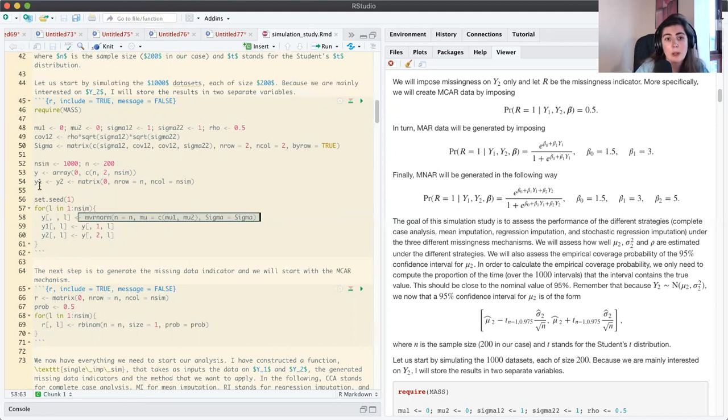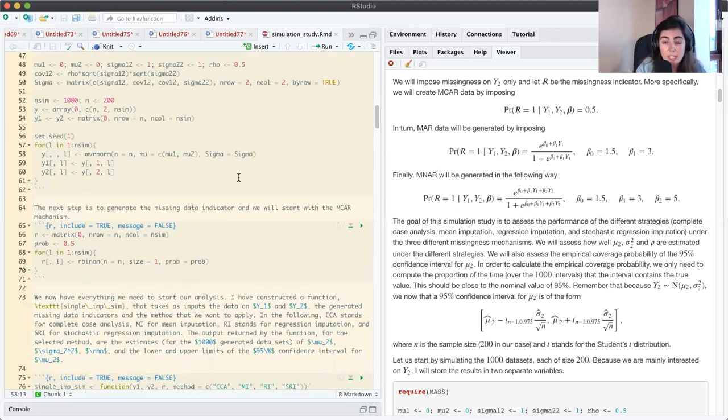And then I'm storing y1 and y2, which now are matrices, right? Because they both contain n values over nsim data sets. So the first column of my matrix y2 corresponds to y2 in the first generated data set, the second column, the values of y2 in the second generated data set, and so on and so forth. Okay, so I will read this. That is okay.